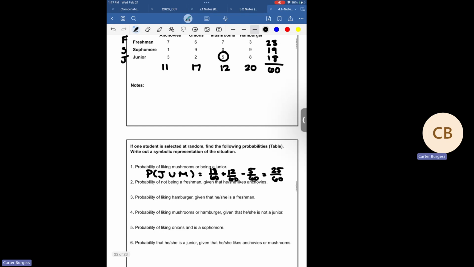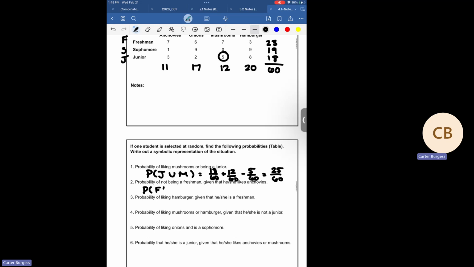So looking at number 2, the probability of not being a freshman, given that the individual likes anchovies. So let's first worry about how we are going to write this. How would I indicate that we want to figure out the probability of not being a freshman? Yeah, that totally works. So F with the apostrophe. You could also do F and then little c. You could also do F and then the little bar over top. However you want to do that is totally fine.